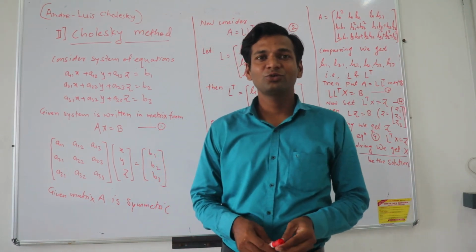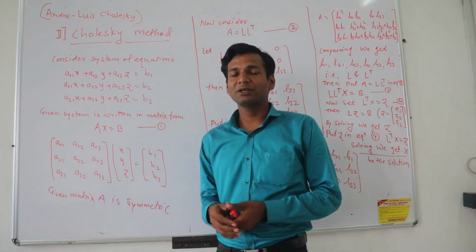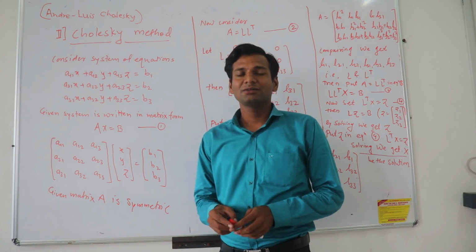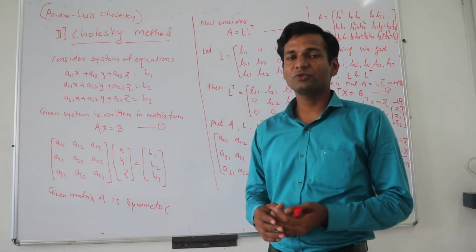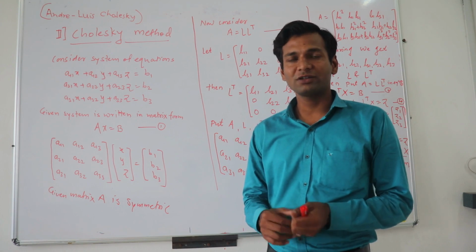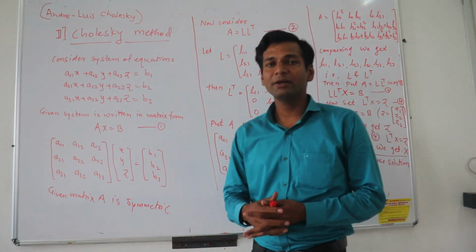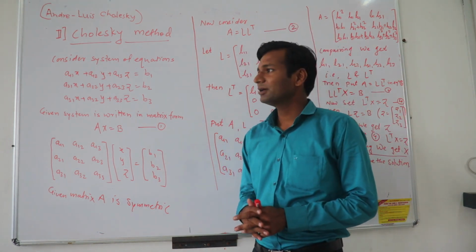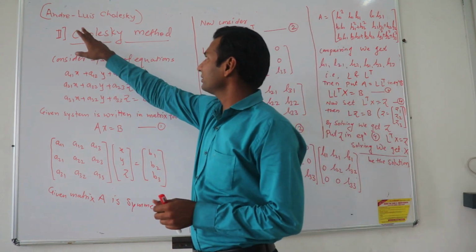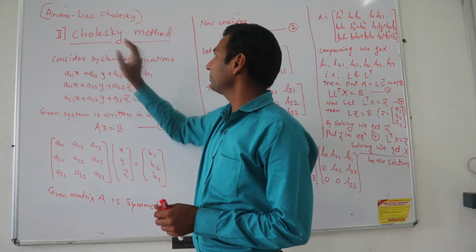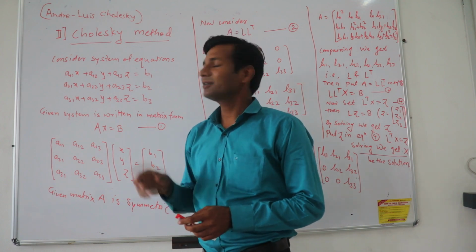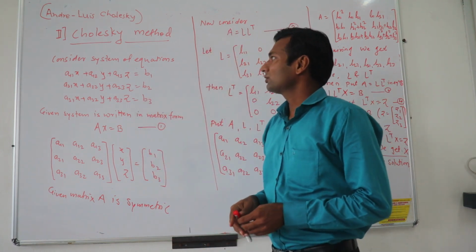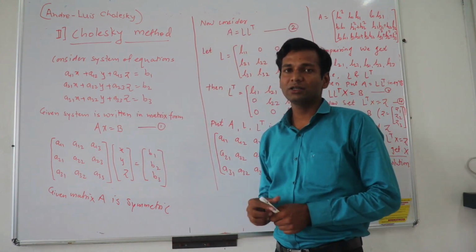Hello everyone. Today we are going to see methods to solve a system of linear equations. The first method we saw was the Gauss elimination method. Now this is the second method, a direct method, the Cholesky method. The name of this person is Andre-Louis Cholesky, that's why it is called the Cholesky method. This method is also used for solving systems of linear equations.